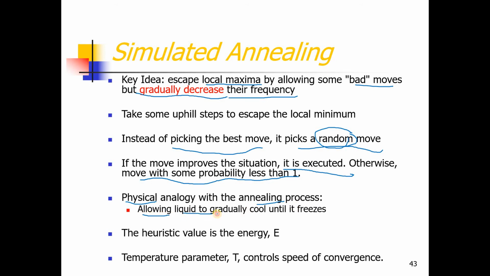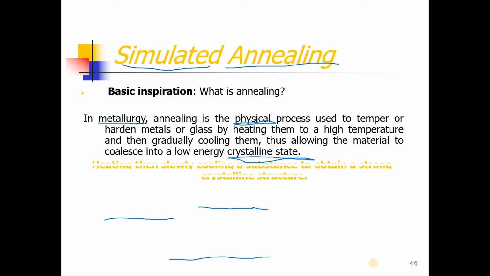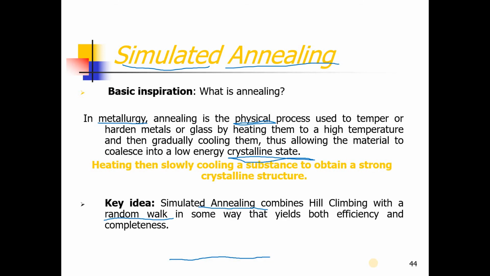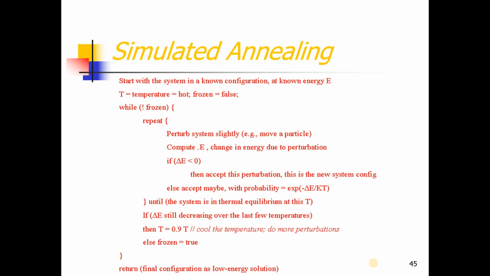So you allow the liquid to gradually cool down until it freezes. So overall in this method, the heuristic value means the calculation you want to make, the measure is about the energy, how much energy you provide, how much bigger steps you take, and you control the speed of convergence, how quickly you will go down the hill, how you will reach the lowest point. So this was the idea about simulated annealing.